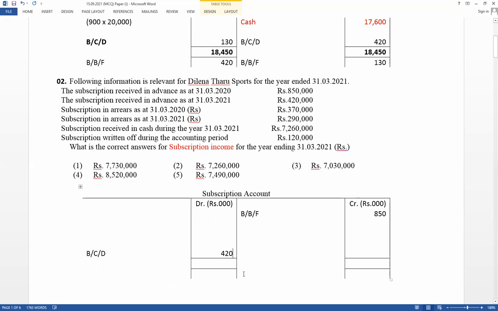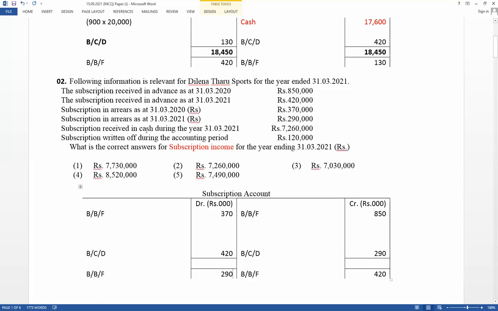That value should be included on the credit side as a balance brought forward 420, as well as the given subscription in arrears, an asset. Opening balance on the debit side as a balance brought forward. And closing balance carried down from credit side to debit side. Subscription in arrears is an asset. Therefore, balance carried down from credit side to debit side. Debit side as a balance brought forward. Value equal 290.